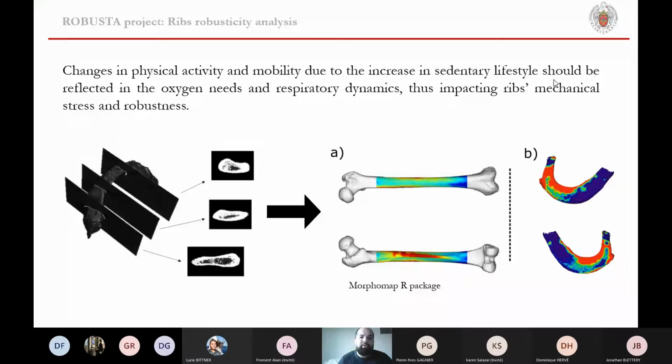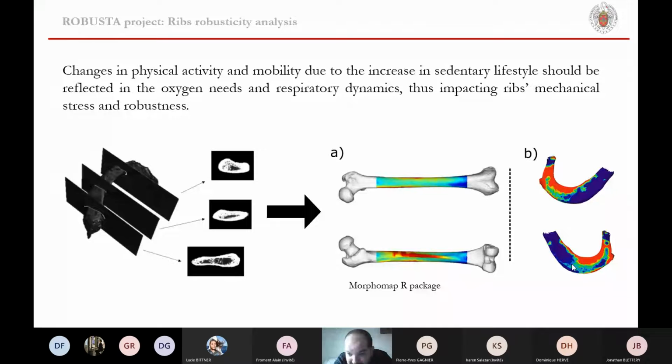This is a protocol from Profico and collaborators from a couple of years ago, called the MorphoMap R package, and this protocol was developed for the femur. You can see in red color in this femur the thicker or more dense parts, and in blue color the less dense parts. And this potentially can also be applied to the ribs in order to study if there are different densities of the ribs between Neanderthals and modern humans, between different populations of modern humans, etc.